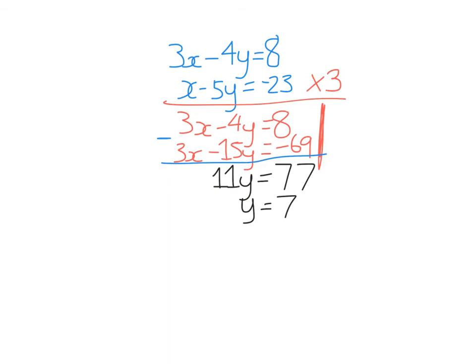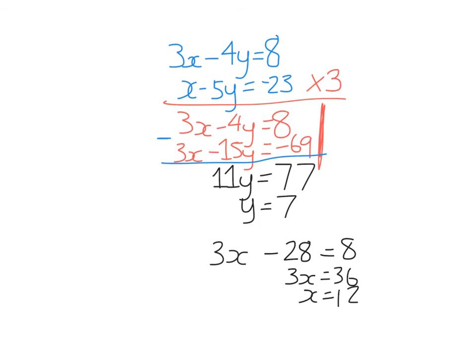I'm not done. I need to find the value of x. So I have 3x. I'm going to substitute this into the top equation here. 3x minus 4 times y. 4y is 28, 4 times 7 equals 28. Add 28 to both sides and divide each side by 3. So the solution here is x equals 12, y equals 7.